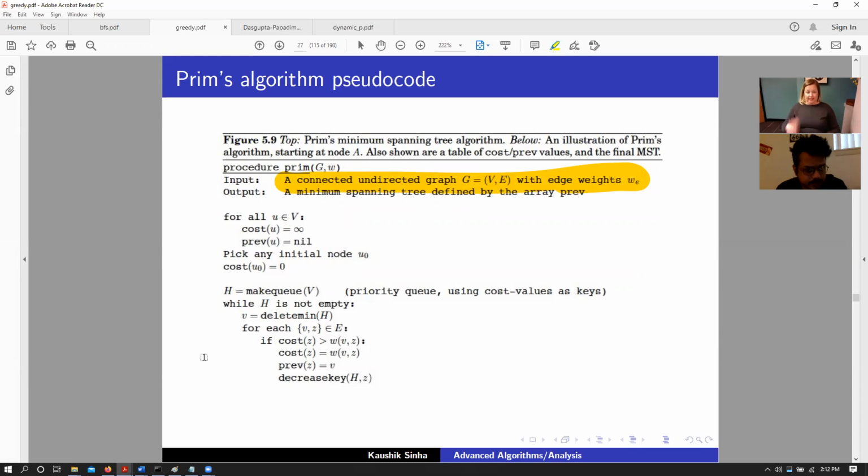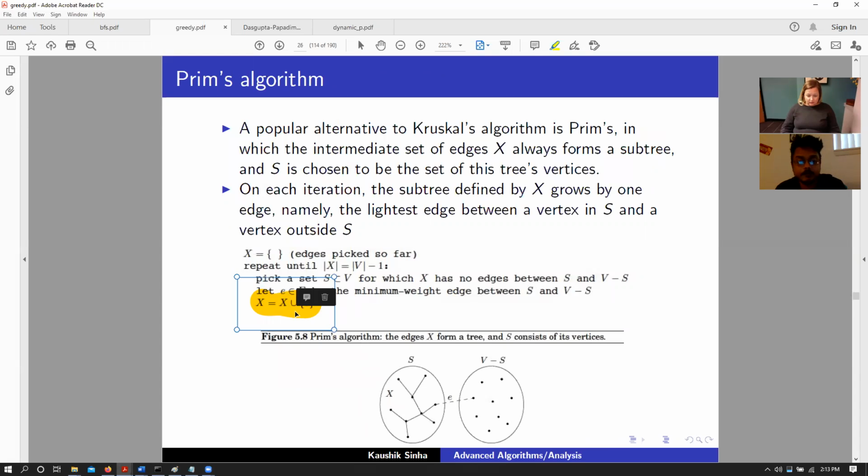Give me one sec, is the assumption that V minus S is already a tree then? No. V minus S is not a tree. V minus S is the set of vertices. So S is the set of vertices for which we have a tree here, right? V minus S is the set of vertices for which we do not have a tree. We are exploring towards V minus S. Yep, okay.